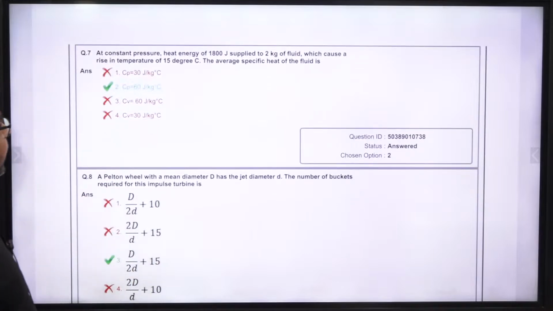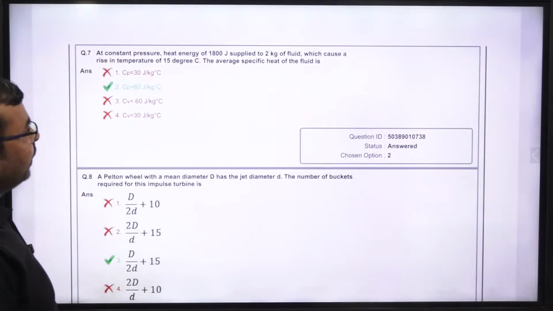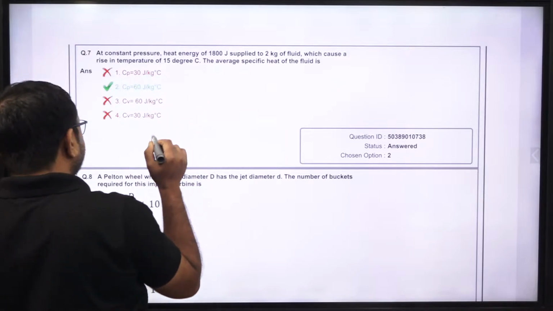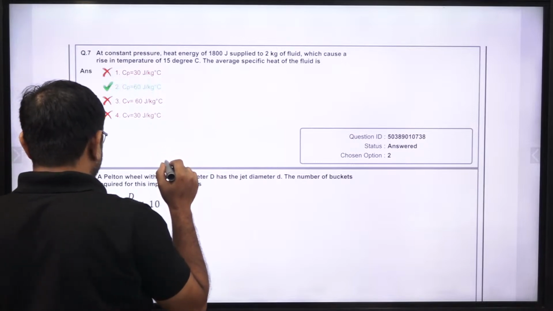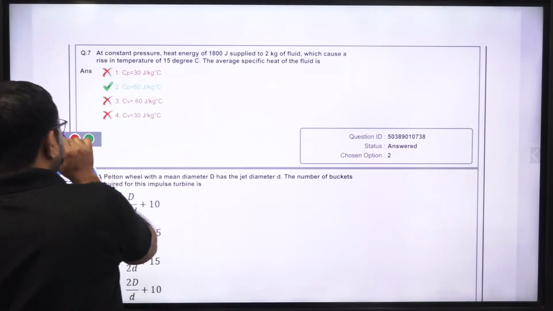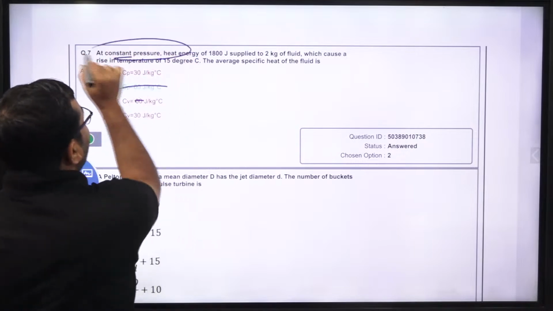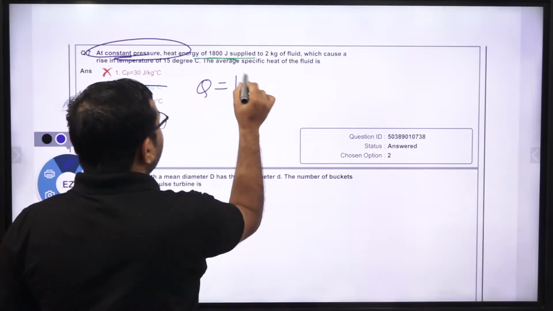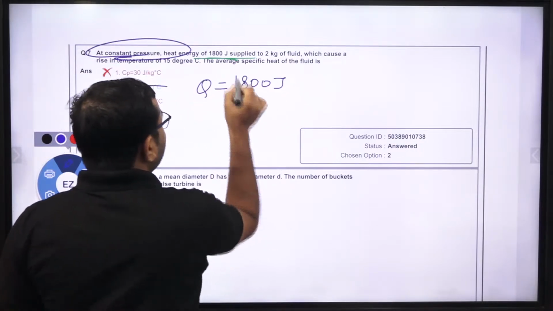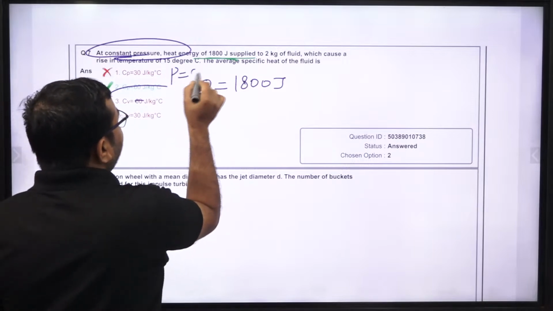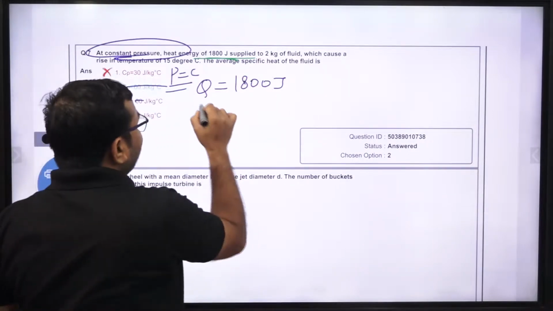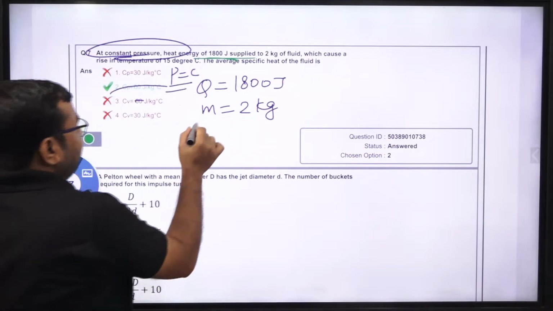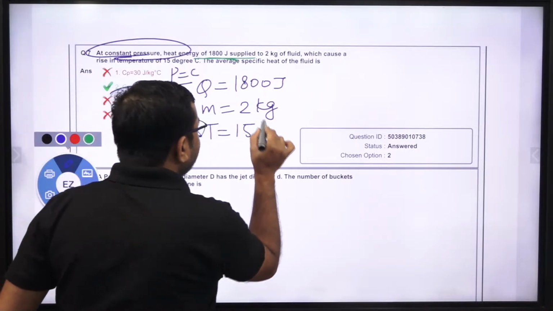At constant pressure, heat energy of 1800 joules is supplied to 2 kg of fluid, which causes a rise in temperature of 15. You can see the rise in temperature is given here. This is a constant pressure process, so Q is 1800 joule, supplied at constant pressure. The mass of the fluid is 2 kg, which causes a rise in temperature of 15 degrees centigrade. So delta T is 15 degrees centigrade.